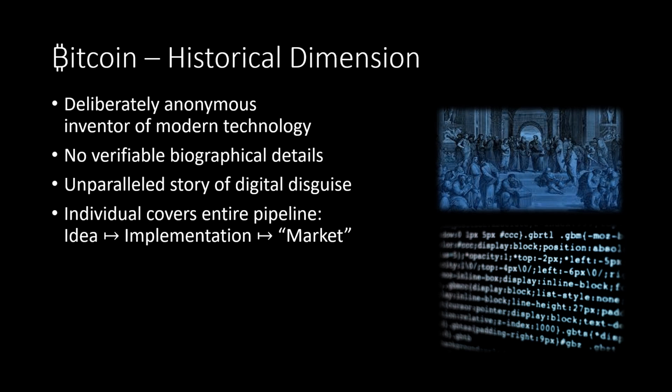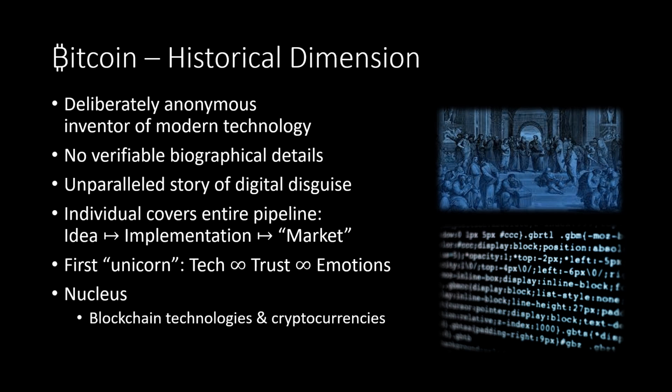In addition, this individual with the pseudonym Satoshi Nakamoto covered, if you will, the entire pipeline from idea to technical implementation and the market. So essentially having people wanting to have it and being willing to pay a price for it. The first unicorn that is merely based on a combination of technology, trust, and emotions without an organizational structure in the classical sense, without a legal setup.